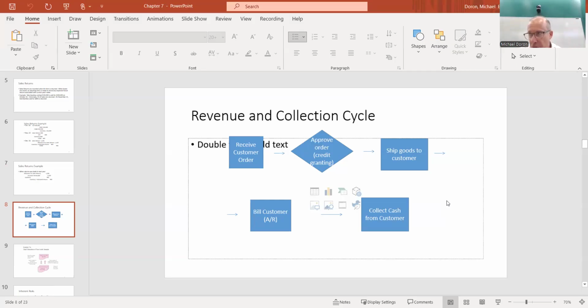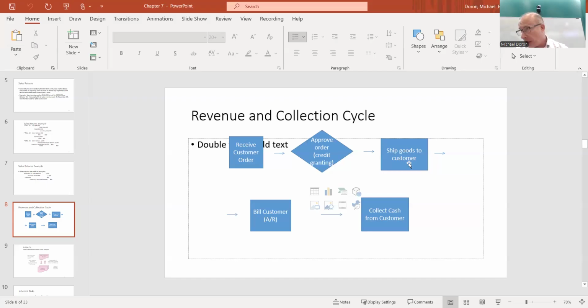Okay, so here's an example of a simplified flow chart I put together for the revenue and collection cycle. So how does your client go about making a sale? Okay, step one, they receive a customer order. Okay, and there's a piece of paper, purchase order, customer order. Second, they have to approve selling to them on credit. So maybe that's a separate document, or maybe it's just a signature on the purchase order, but that's the second step in order to sell.